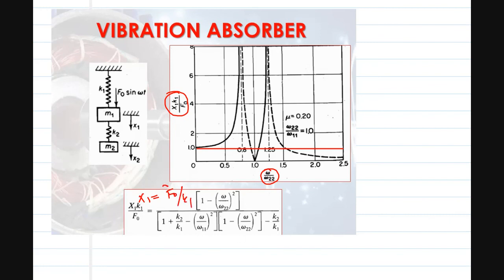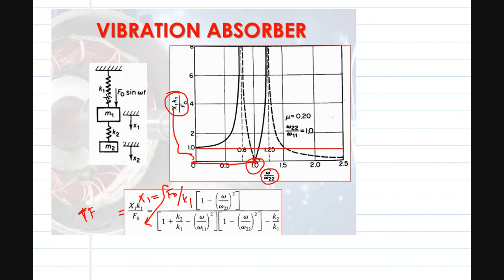So what I've done is just taken f naught in the denominator, so this will become the transfer function, or the ratio of output over input. And what happens is, now at resonance, which means that when your omega is equal to omega 2, which is equal to 1, your amplitude of x1 practically goes to 0. Look at this point. It practically goes to 0. That is the main purpose of the vibration absorber.